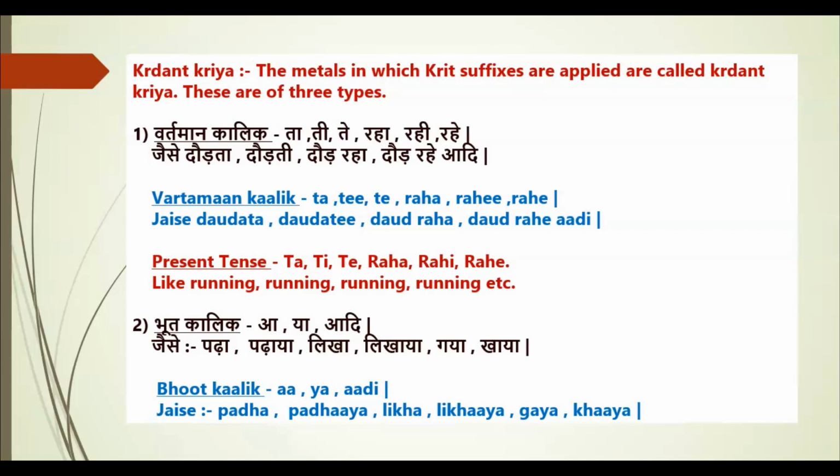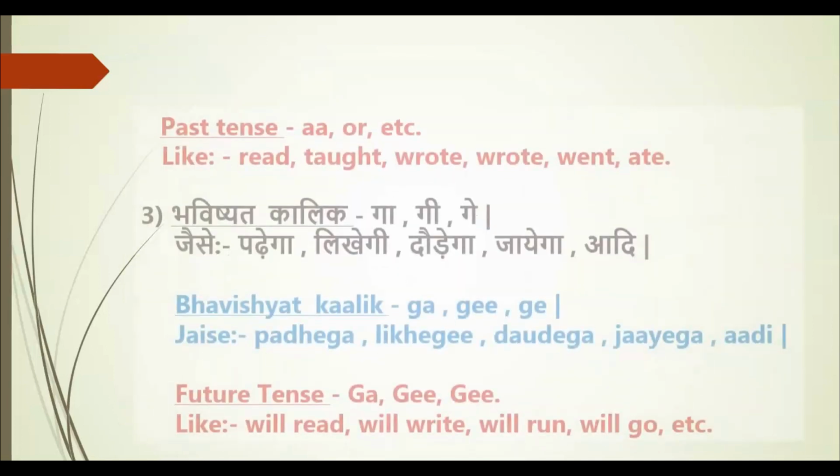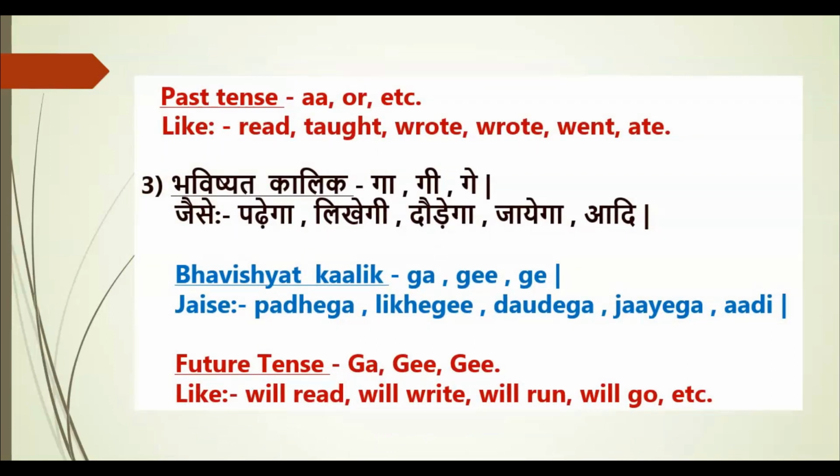The second type of kridant kriya is bhutkalik, that is a, ya, adi. जैसे पढ़ा, पढ़ाया, लिखा, लिखाया, गया, खाया. This means past tense, that is a or ya, etc. Like read, taught, wrote, went, ate, etc.